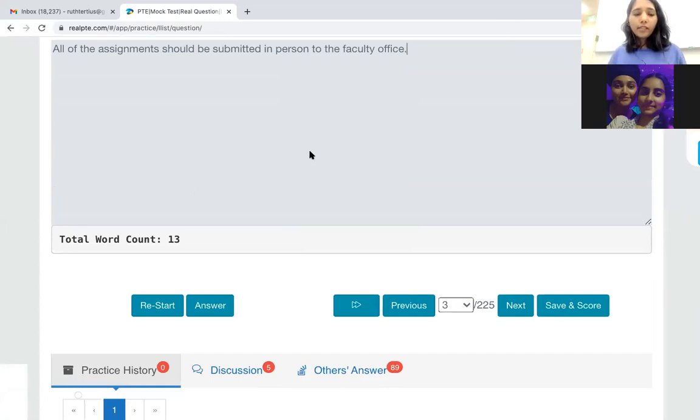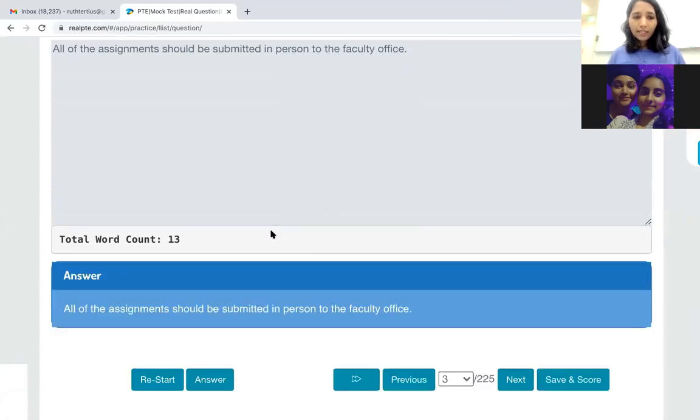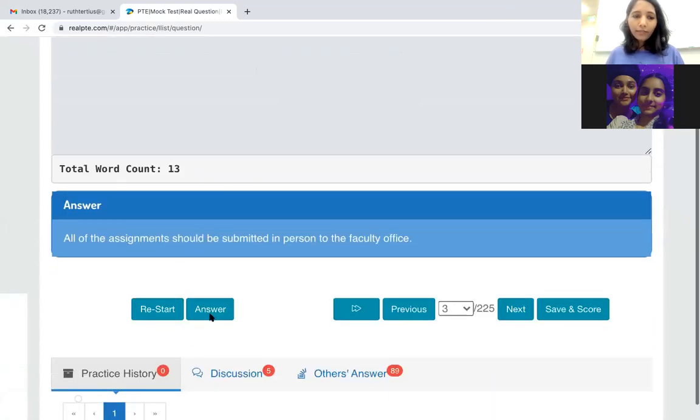You can, in your exam, spend about 2 minutes. Okay, you've done it. This is the answer. All of the assignments, you've got 1, 2, 3, 4, should be submitted 5, 6, 7. The office 7, 8, 9. So 9 out of 13, that's 9 points to listening, 9 points to writing. Well done. Ready for the next one?